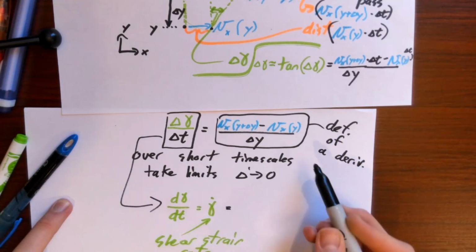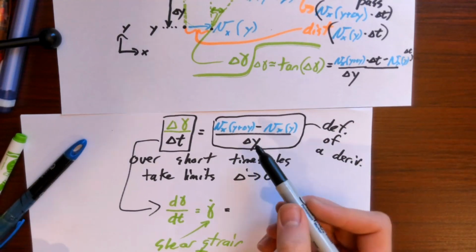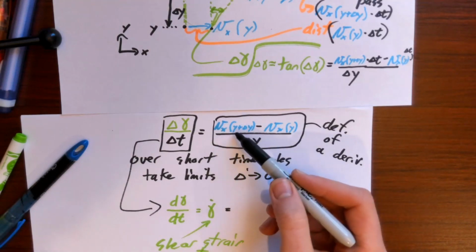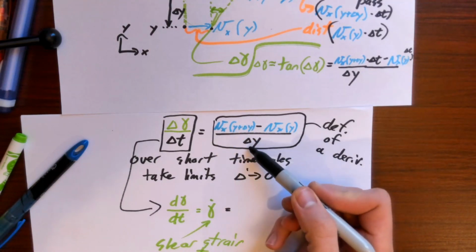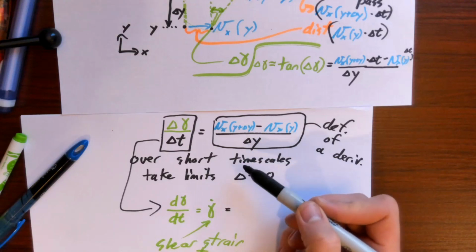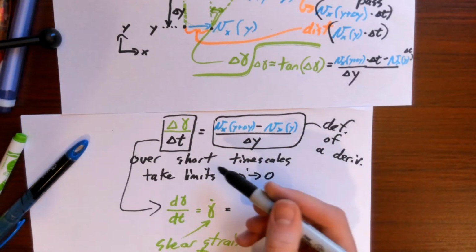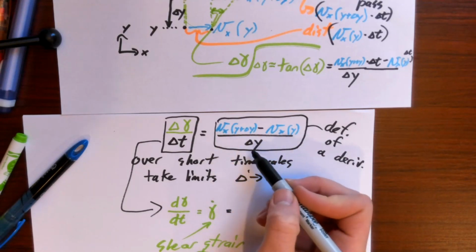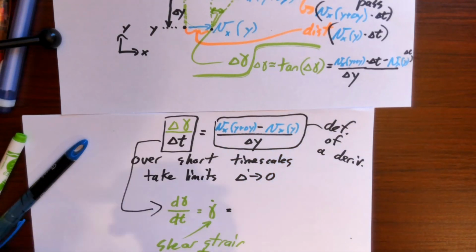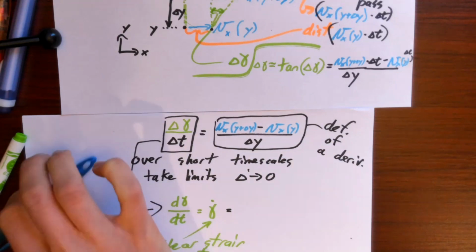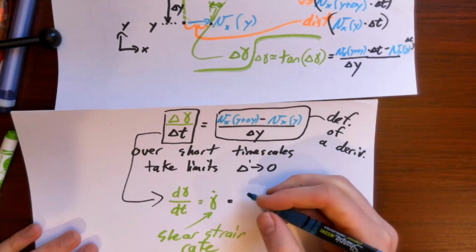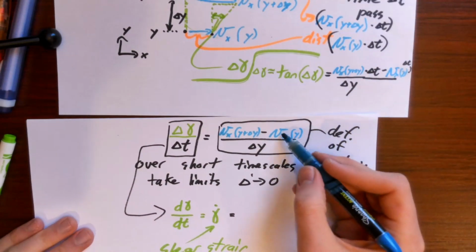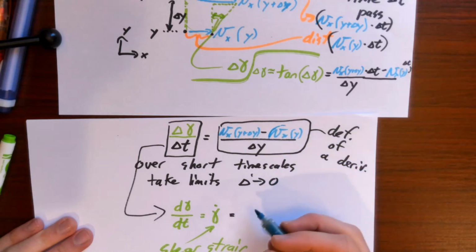This is the definition of a derivative. If you dust off your high school calculus notes, if we have f of x plus delta x minus f of x over delta x, and you take the limit as delta x goes to 0, then you get a derivative. In this case, it's not f and it's not x, but rather v_x and y. So what does this mean? This definition of a derivative basically becomes a derivative of velocity with respect to y.